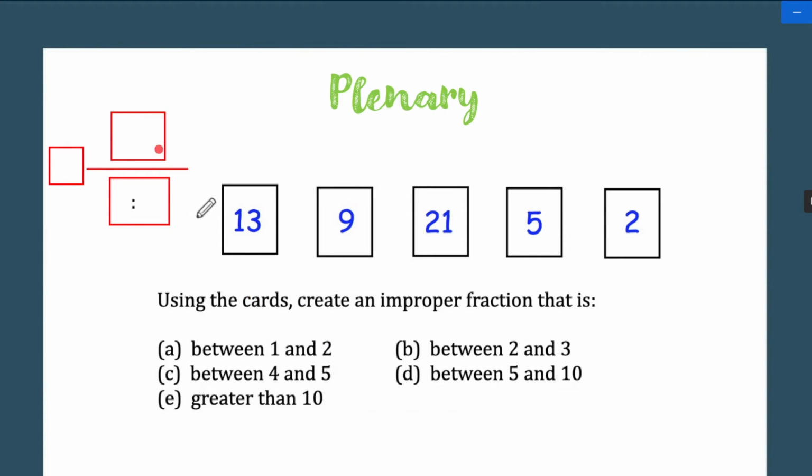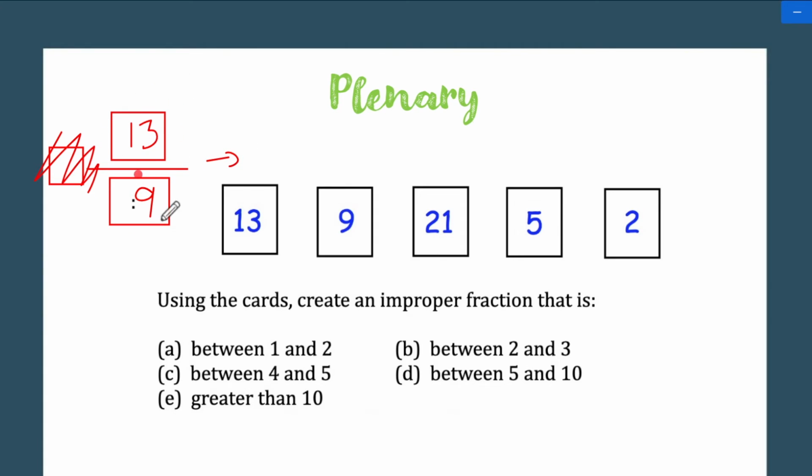So between a 1 and a 2, you have to try different fractions. You might want to try, let's say, 13. Remember, the top has to be greater than the bottom if you want to have an improper fraction. Basically, the bottom needs to go into the top number only once. And I'm going to try the 9 and the 13. This actually works.